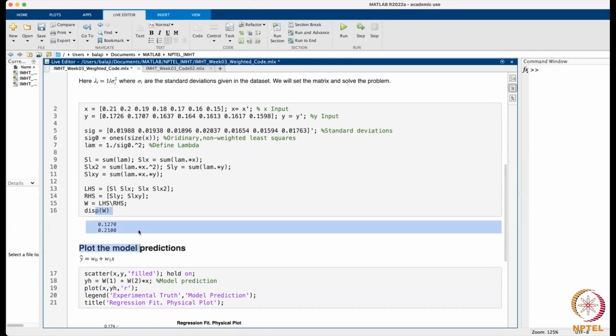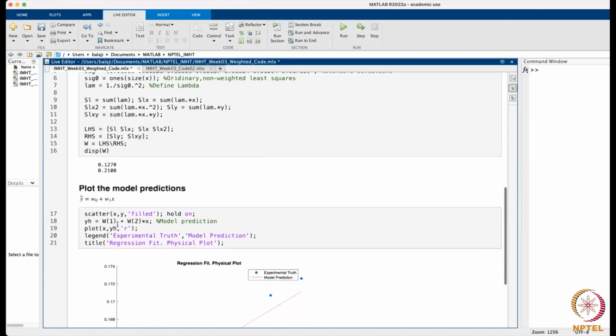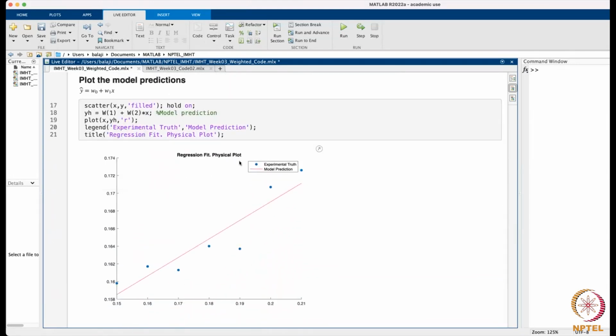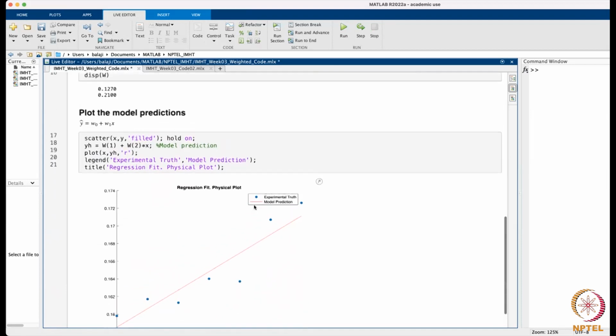So notice the W at this point, W came out to 0.127 and 0.21. Okay, so this is what happened without, please remember, without the correction due to least square. So please observe the physical plot here. I have not drawn a parity plot in this case. So the model prediction is the red line and the actual P data are on the dotted lines here.